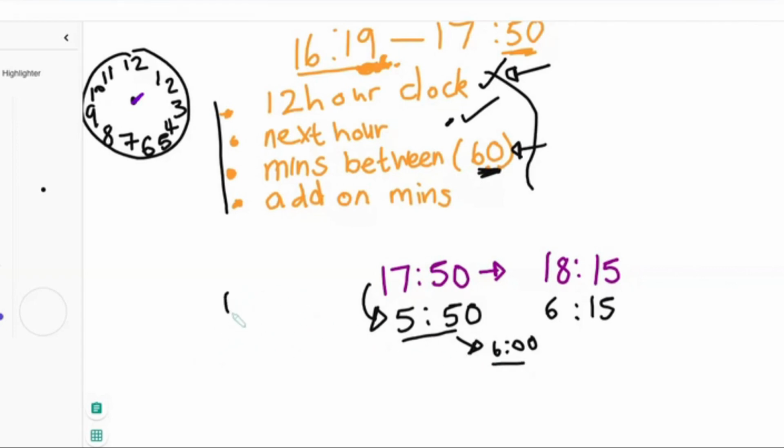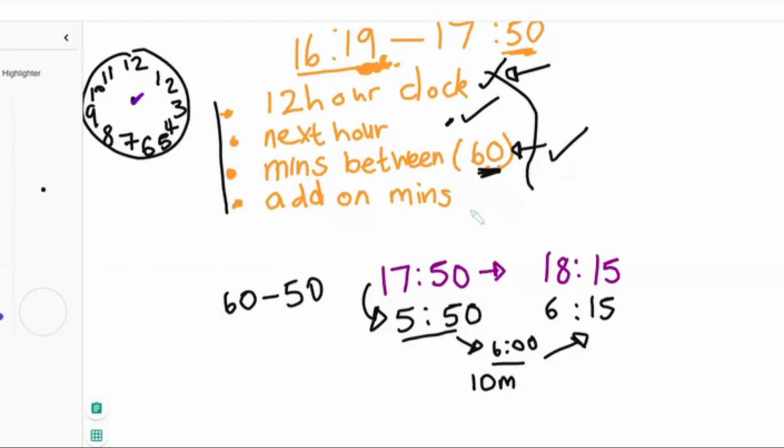So what is 60 take away 50? 60 take away 50, nice and simple, is 10. Okay, so 60 take away 50 is 10 minutes. So we've got 10 minutes between 5:50 and 6 o'clock. But then we have to jump to, so we've done that step here.